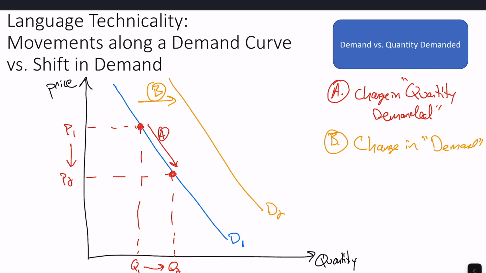So on an exam, you'll have questions. They're going to be using this type of terminology, and all I want you to be able to do is differentiate. Is it causing a movement along a demand curve or a shift in the demand curve one way or another?